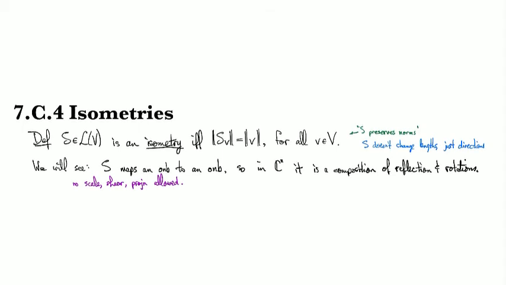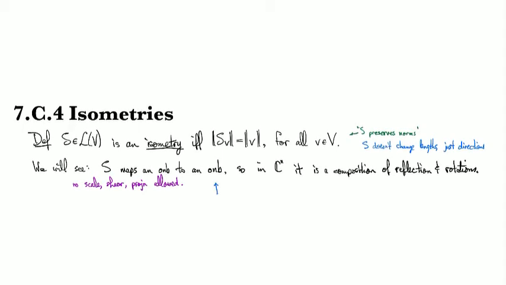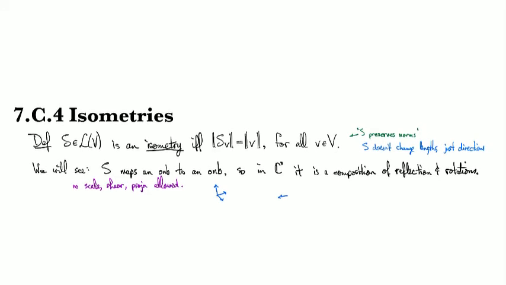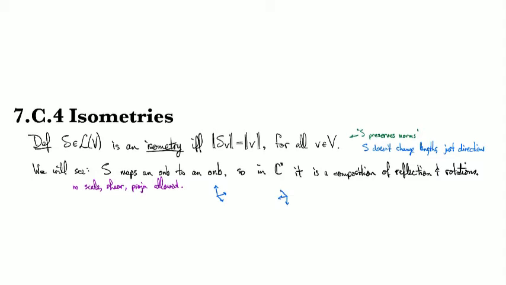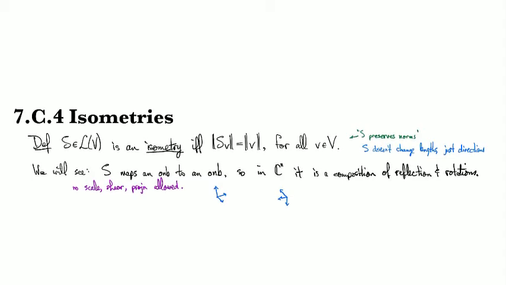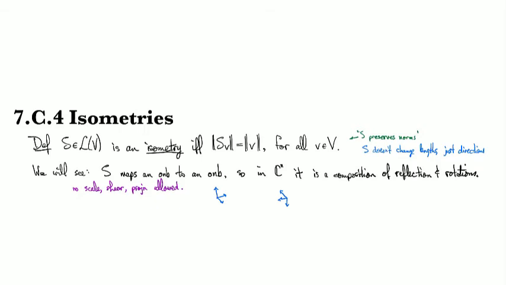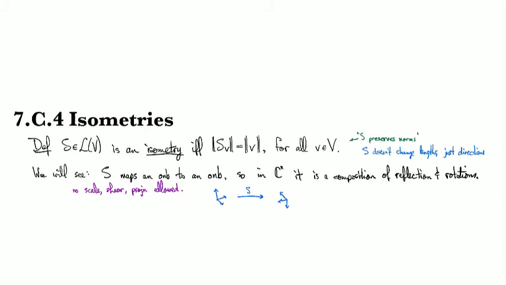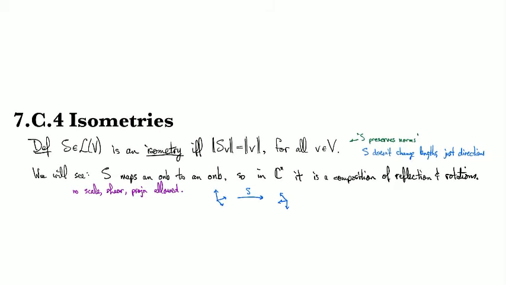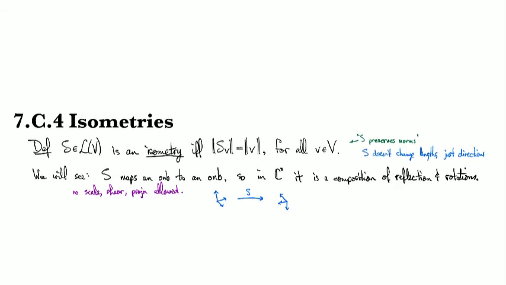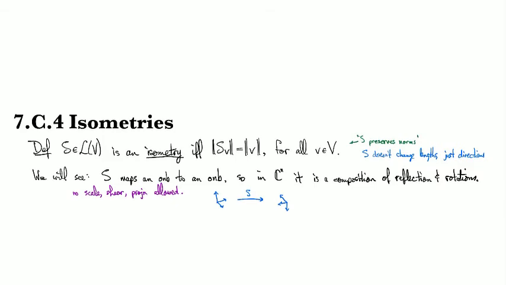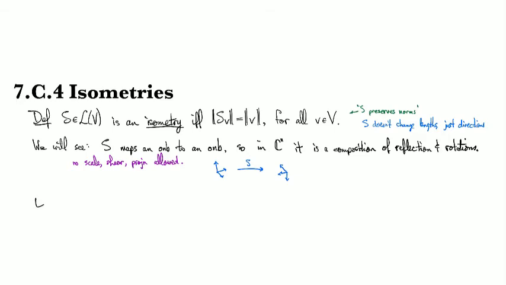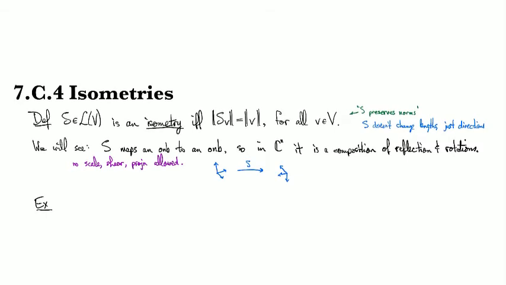And so you should imagine, if I have some little orthonormal basis like this, and then I pick some other little orthonormal basis like this, pretend those are all mutually orthogonal vectors, then S is going to be a mapping from one to the other that pairs up those orthonormal basis vectors. And conversely, if it pairs up orthonormal basis vectors, then it's going to be an isometry. Here's a little example to riff on that idea.